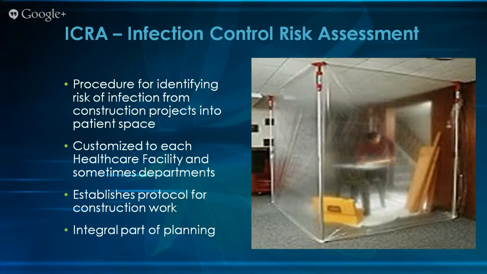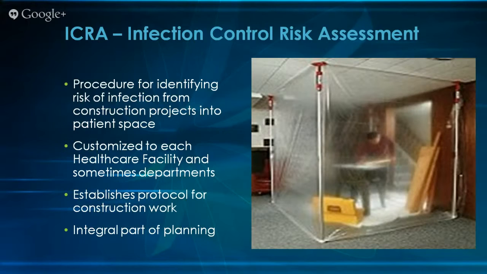ICRA stands for Infection Control Risk Assessment. It's a procedure inside of a hospital facility for identifying the risk of infection from construction projects into the patient space or into an occupied area. Each healthcare facility will have their own ICRA officer, as well as their own procedure for determining and improving installation of the ICRA mitigation factors.